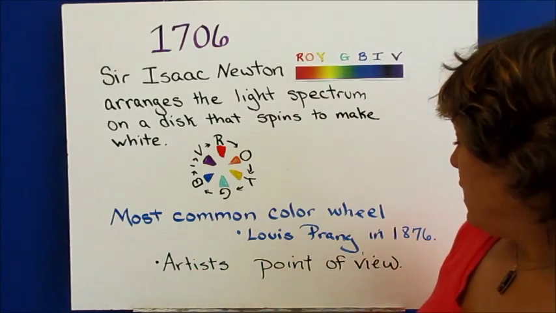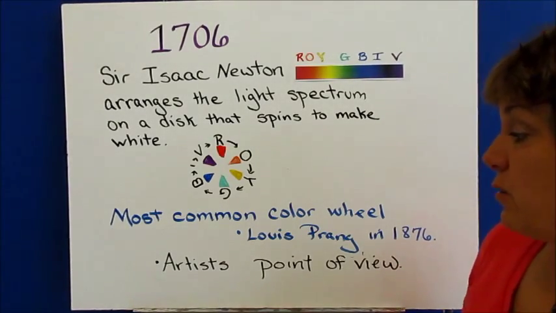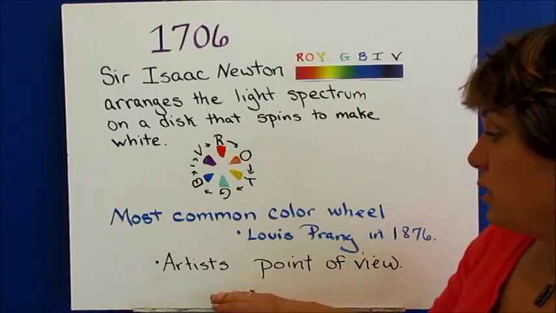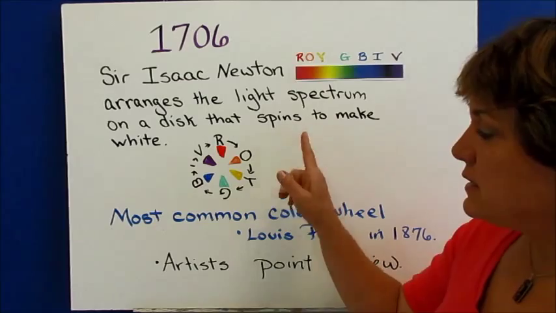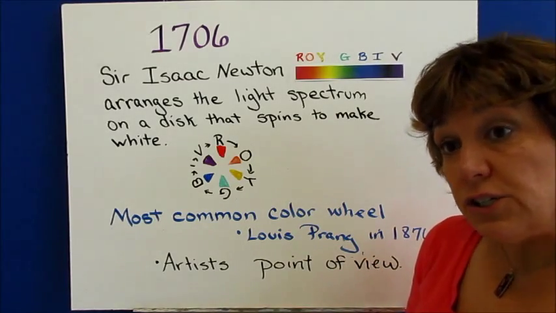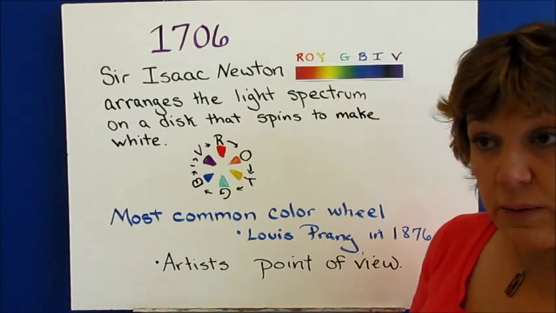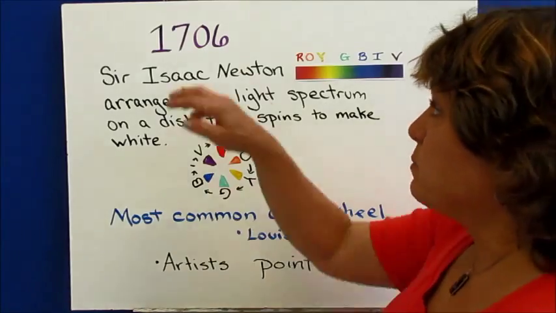Louis Prang, in 1876, used what we use as the most common color theory model, or color wheel model, and it's more the artist's point of view rather than the scientist's point of view. We use it to look at color relationships, we use it to look at color schemes, and we can use it as a reference as to how to mix and blend colors.